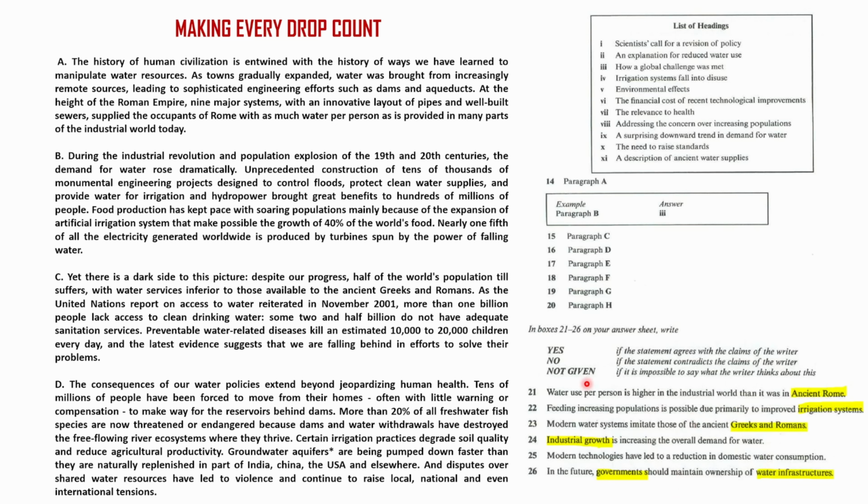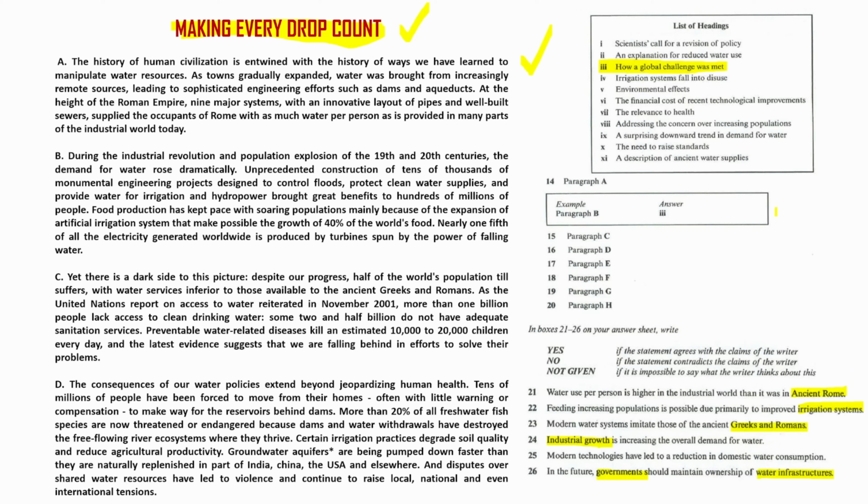What you need to do is jump to question number 14 and start doing it. But before that, you need to understand that the answer for paragraph B is already given, so we can eliminate this option, because it is already taken. So the first thing: what is the topic of the passage? It's making every drop count. We need to read the topic quickly and read one or two sentences of the first paragraph so that you get an overall idea of the passage.